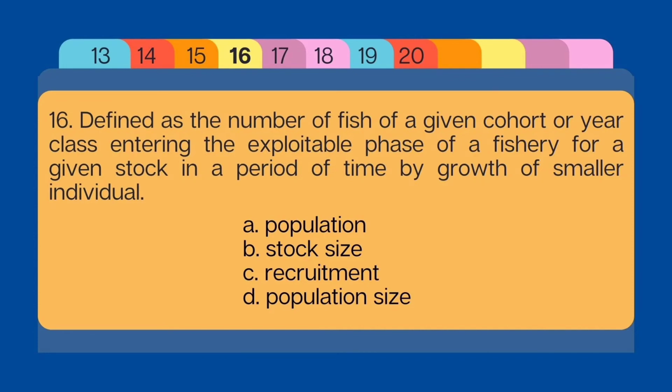Number 16. Defined as the number of fish of a given cohort or year class entering the exploitable phase of a fishery for a given stock in a period of time by growth or smaller individual. A. Population. B. Stock size. C. Recruitment. Or D. Population size. The answer is C. Recruitment.